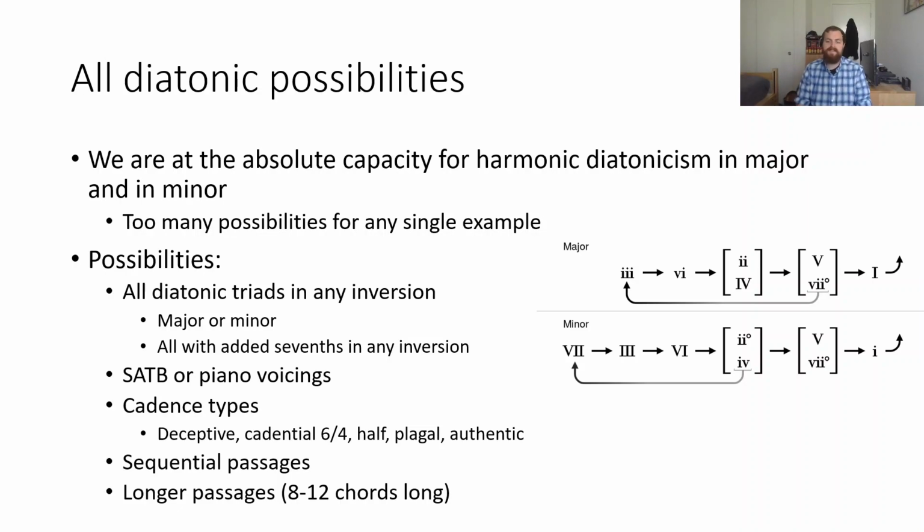In addition, we've added sevenths to every single chord. So all of these chords that are our possibilities can also have sevenths and can also appear in any inversions. So not only root position, 6 and 6-4, but root position 7, 6-5, 4-3, and 4-2. So that's all possible. In addition, we have 2 different voicing types.